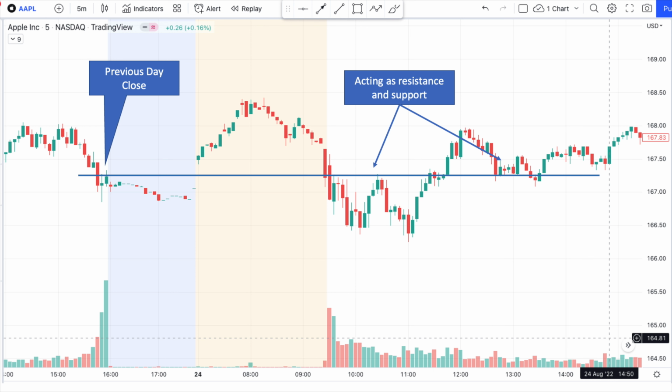Let's see an example. As you can see, we had the PDC plotted when we started trading on the 24th of August. And the stock respected the level a number of times, first as resistance and then as support.